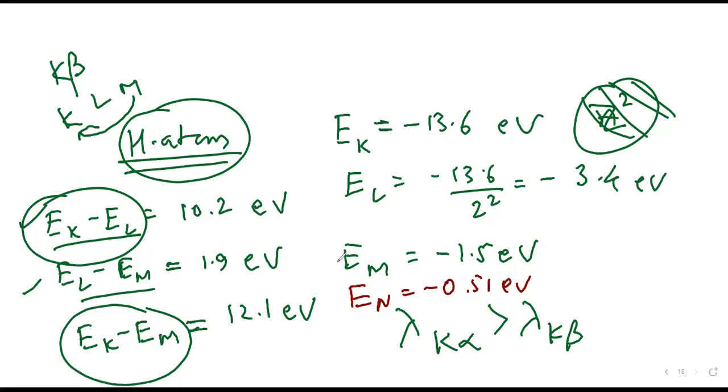So EL minus EM is 1.9 and then you have EL minus EN. How much is it? 0.99. See, why you are getting confused, I don't know. Let me tell you one thing. If I write EK, EL, EM, EN, and so on, this is in decreasing order, right?